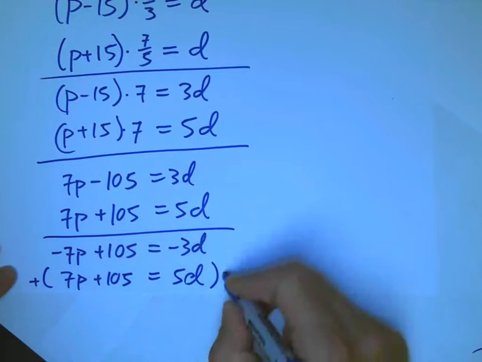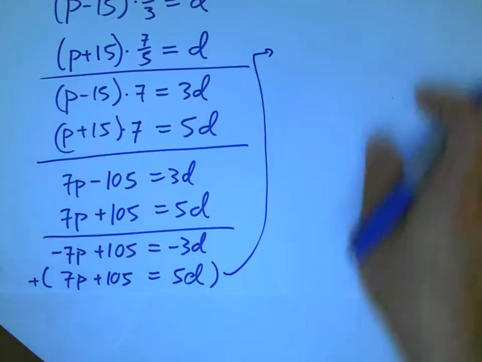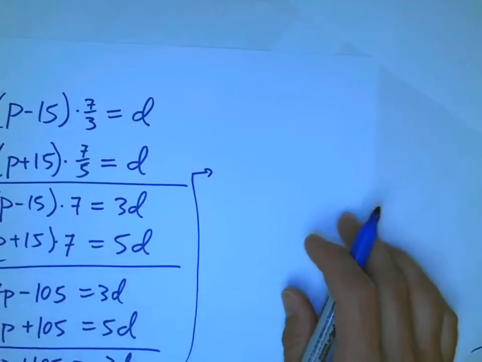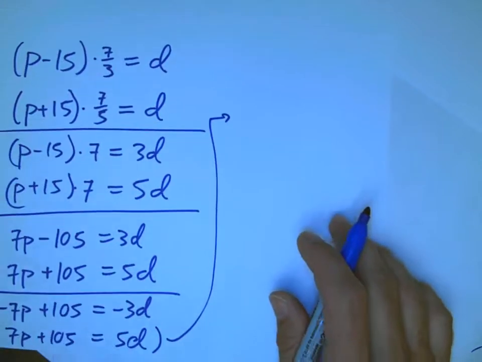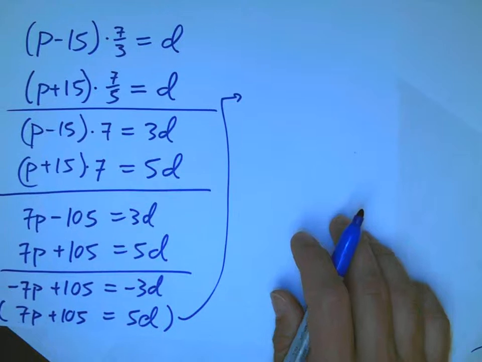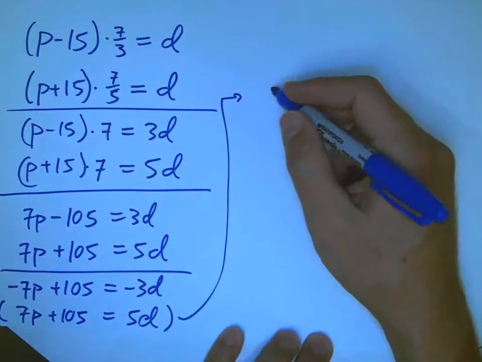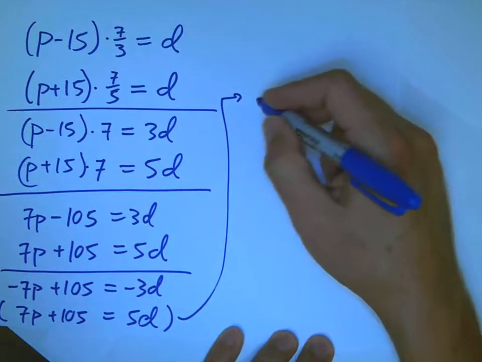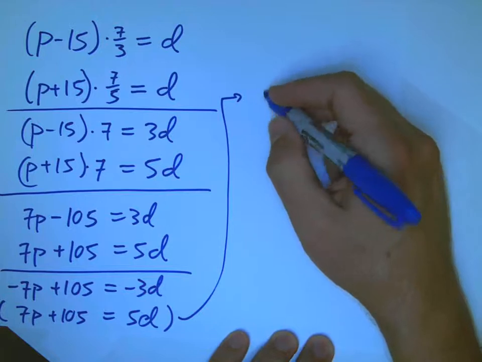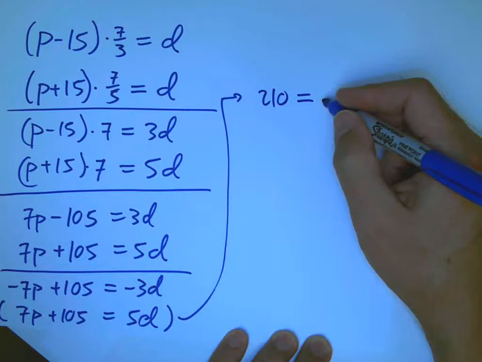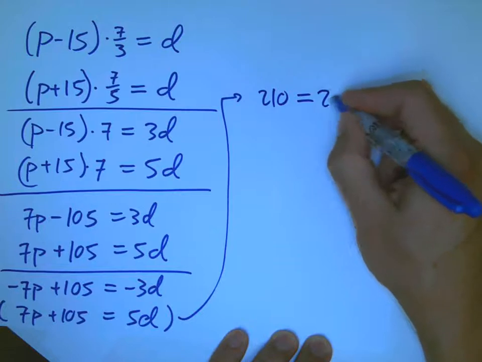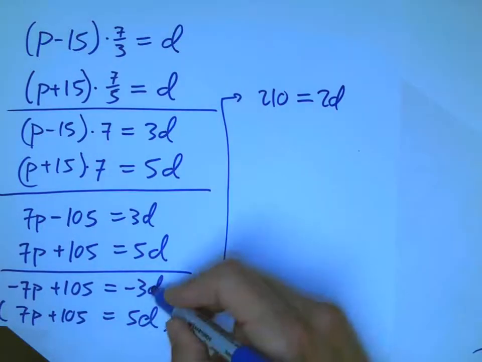And let's see, can I get all this? Pretty much. Okay. And I'm going to get no p's. And I'm going to get 210 equals 2d. 5d minus 3d is 2d. 105 plus 105 is 210. And d is 105.